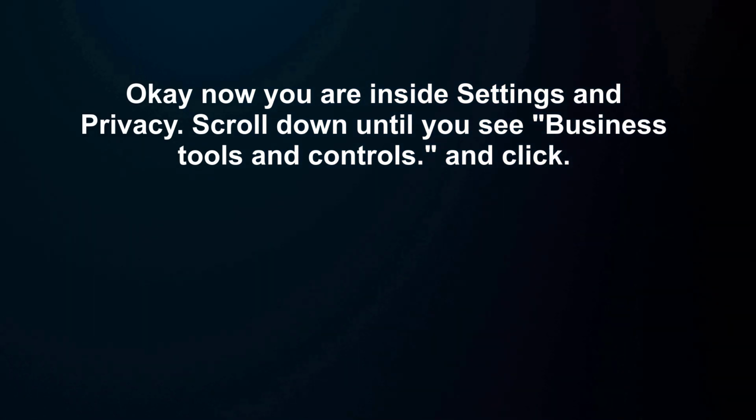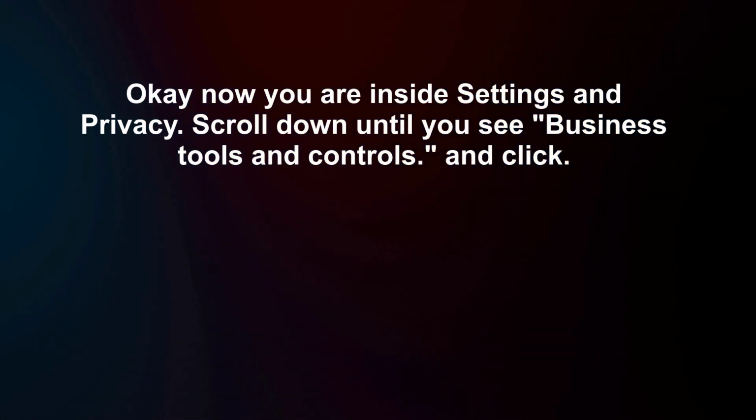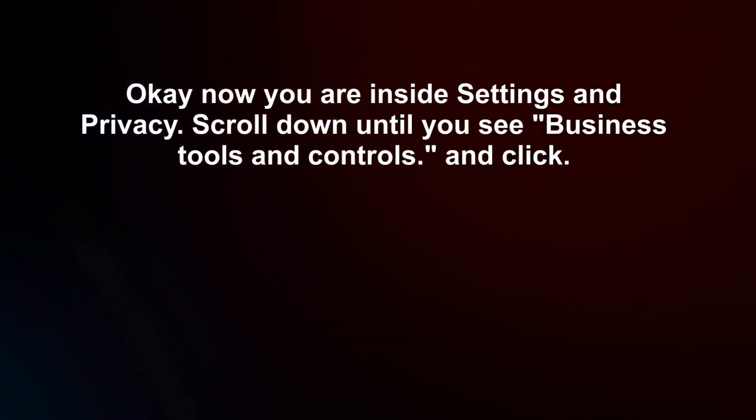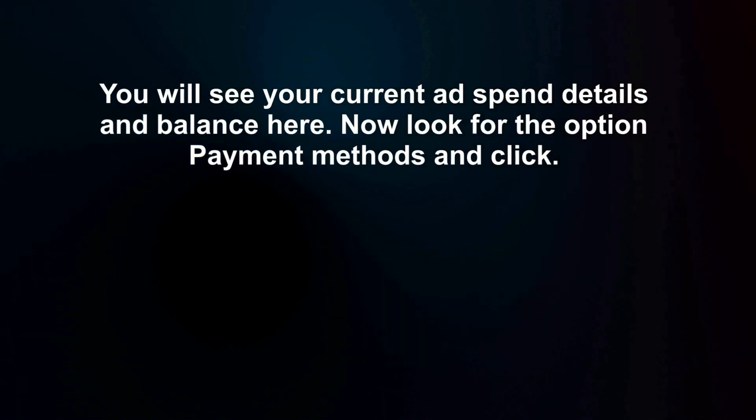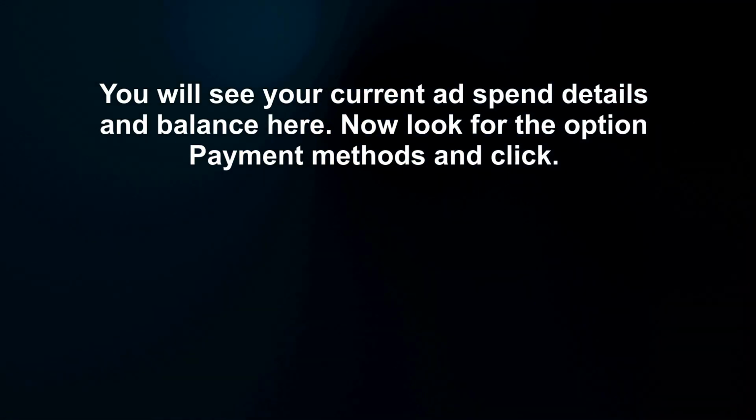Okay, now you are inside Settings and Privacy. Scroll down until you see Business Tools and Controls, and click. You will see a bunch of options here. Find and click Add Payments. You will see your current ad spend details and balance here.